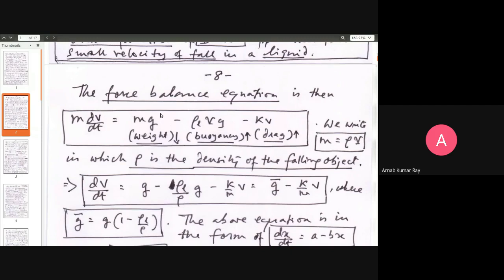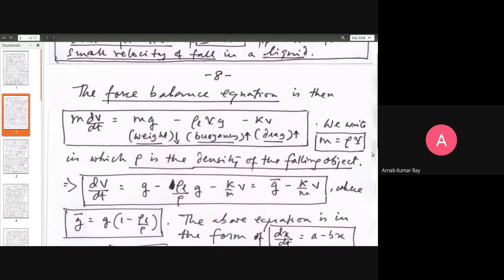If you say that the force downward, the gravity that is, is to be seen with the positive sign, then the resisting forces must come with negative signs. So buoyancy is acting upward this way, and so is the drag coefficient acting upward. So with this, we have the complete force balance equation, and our task now will be to solve this equation.